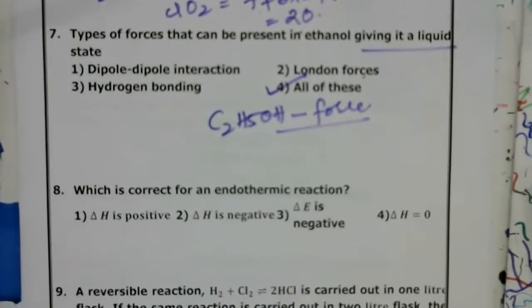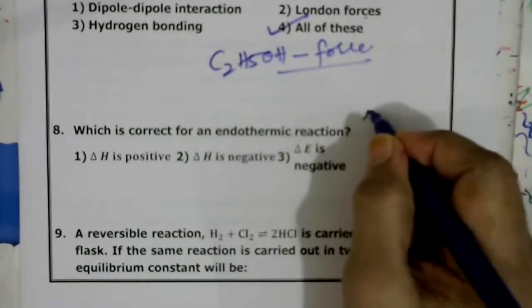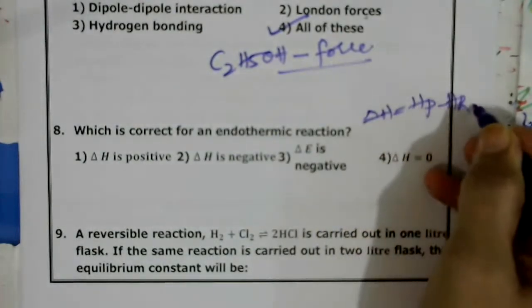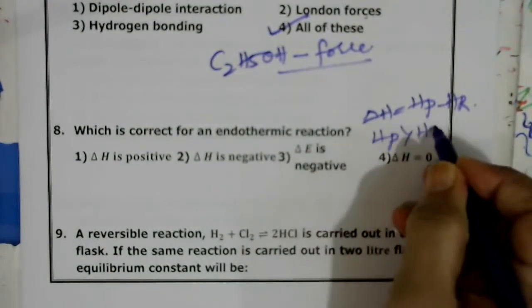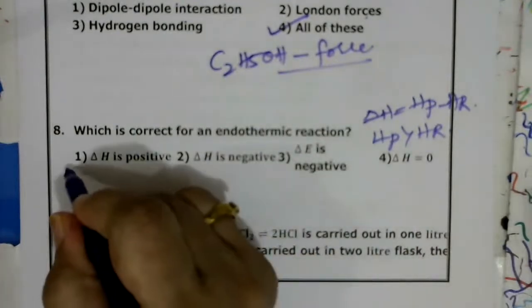Next one. Which is correct for endothermic reaction? What is endothermic reaction? If I am going to write the relation, delta H is equal to HP minus HR. Children, have you remembered that whenever the HP is greater than HR, we'll take the delta H value as positive. Therefore, we can say that for an endothermic reaction, delta H is positive. Yes, correct answer. This should be positive.